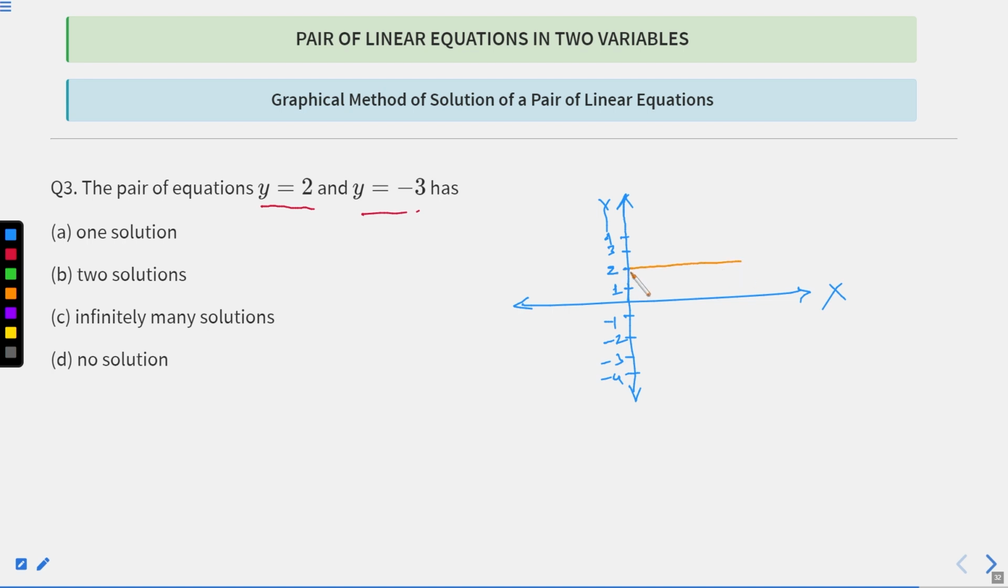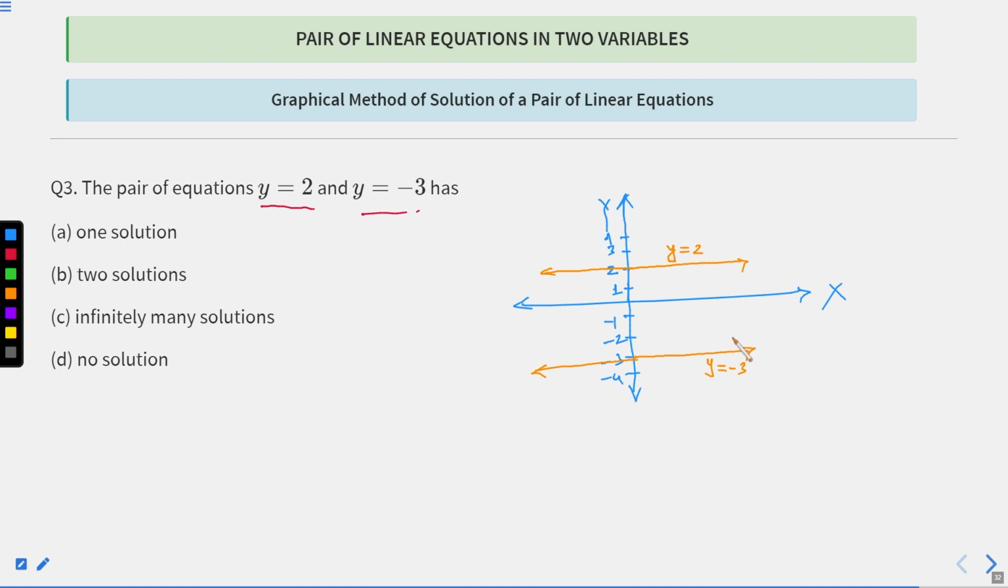This line is y = 2, and y = -3 is represented by this line. So here you can see this line represents the equation y = 2 and this line represents the equation y = -3. And you can see these two lines are parallel to each other.